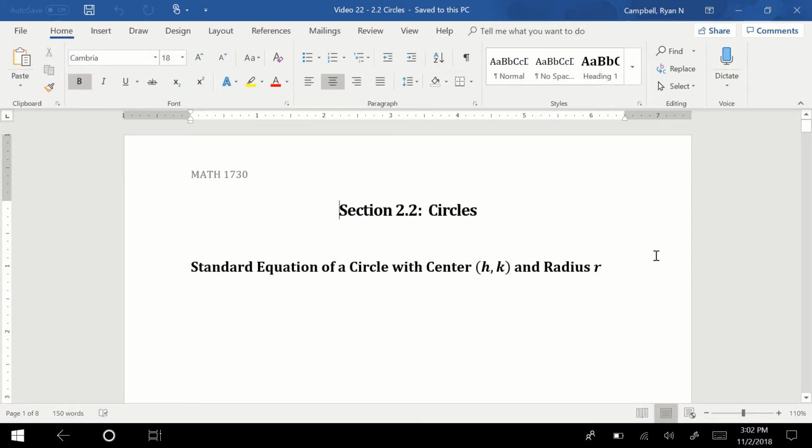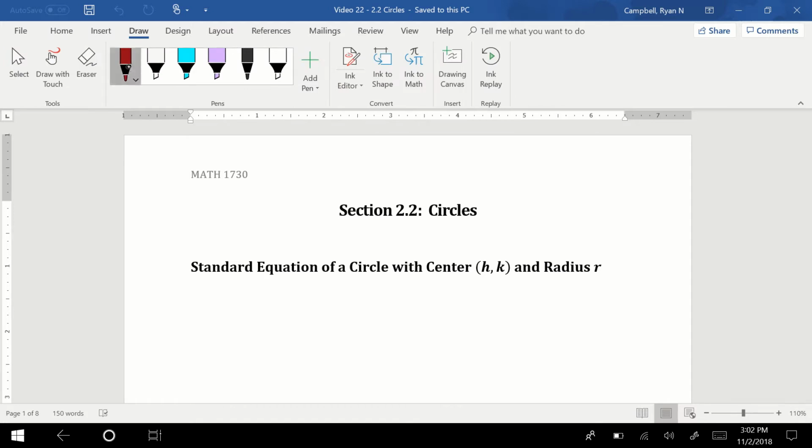So in this video, we are going to learn how to do circles. We're in section 2.2, circles, as you can see. Feel free to follow along in the handout that I have. However, it's not necessarily necessary.